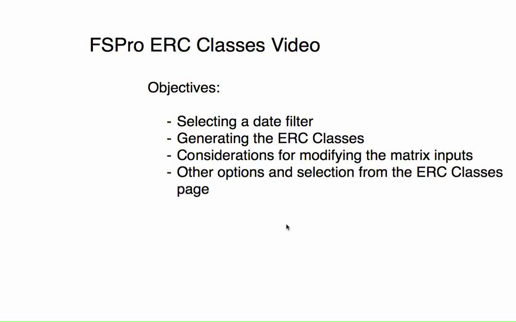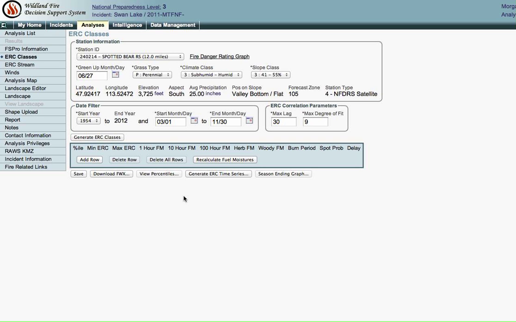Fire spread probability, or FSPro, is a useful tool in assessing probable fire impacts in the long term. As with many models, however, quality inputs are needed to produce quality outputs. In this video, we will discuss the ERC Classes page and the user selections from this page. ERC Classes is one of the required inputs before an FSPro run can be made.